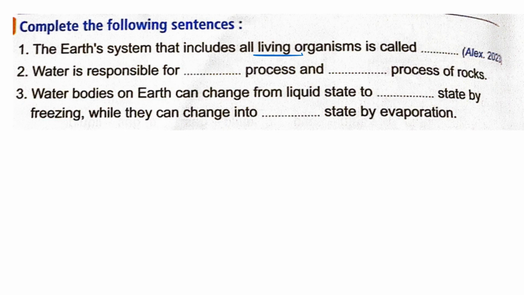Okay, we have the last three questions. Complete the following sentences. The Earth system that includes the living organisms is called, yes, this is very easy, living organisms, so this is biosphere. Water is responsible for two processes of rocks. You know them? Yes, weathering process and erosion process. So water is responsible for weathering process and erosion process of rocks.